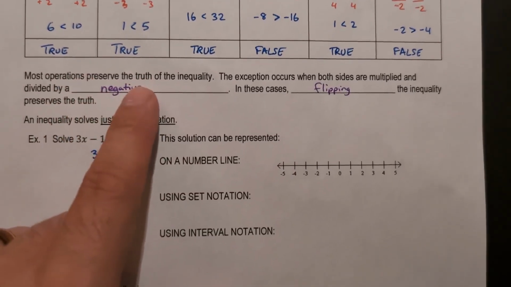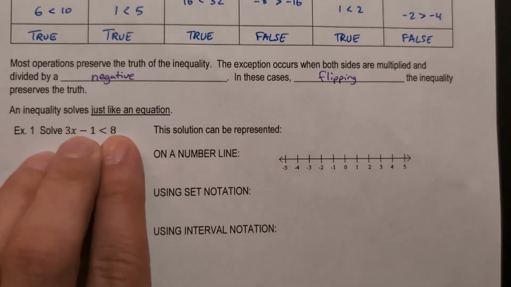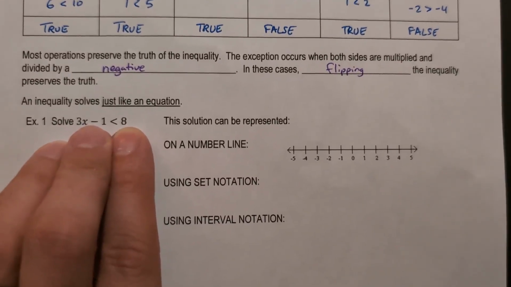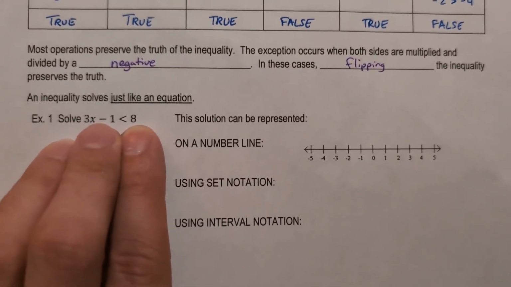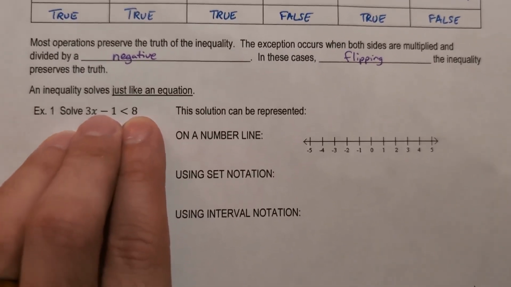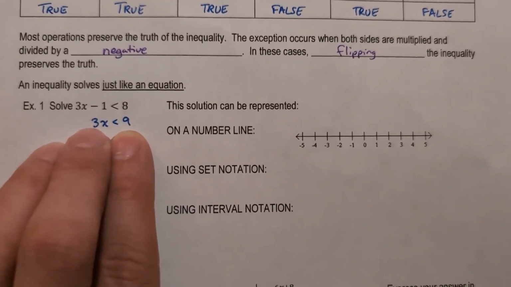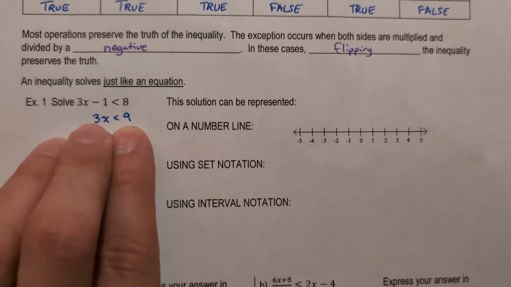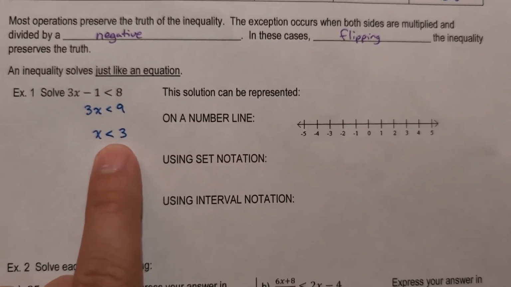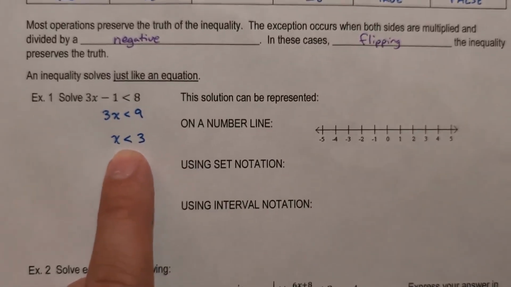So keeping this in mind, inequalities are going to solve just like an equation. So if we see something like this, 3x minus 1 is less than 8, we're going to solve that pretty much the same way we solve 3x minus 1 equals 8. So move everything without your variable to one side. So we'll add 1 and add 1. And we get 3x is less than 9. And then isolate our variable. So divide by 3 and divide by 3. And we get, well, x is less than 3. Same as if you solve 3x minus 1 equals 8, you would get x equals 3.